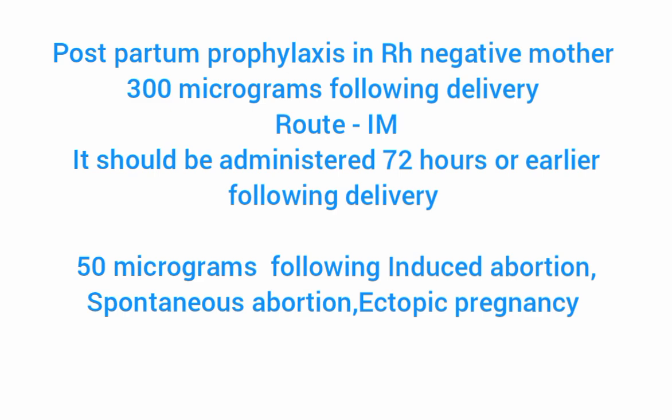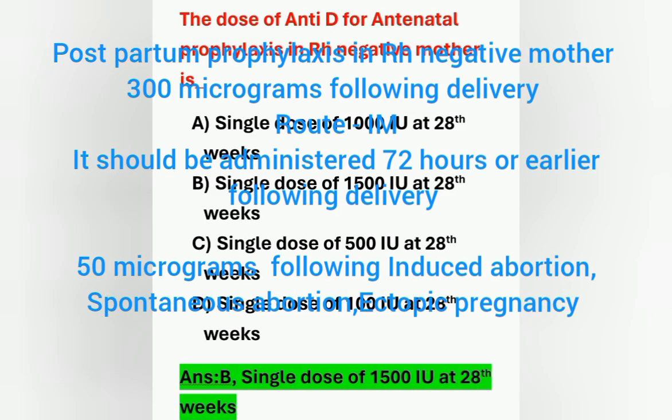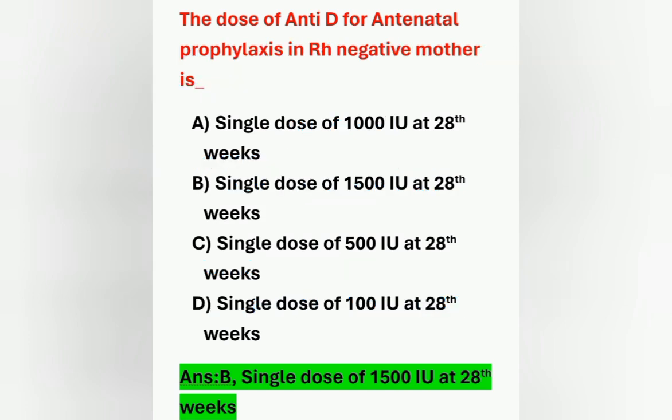Okay, the dose is 300 micrograms and the route of administration is IM, intramuscular, and it should be administered 72 hours or earlier following delivery. And in case of spontaneous abortion or induced abortion or ectopic pregnancy, the dose of anti-D injection is 50 micrograms. Okay, after delivery 300 micrograms, and in case of abortion it is 50 micrograms. Move on to the next question.